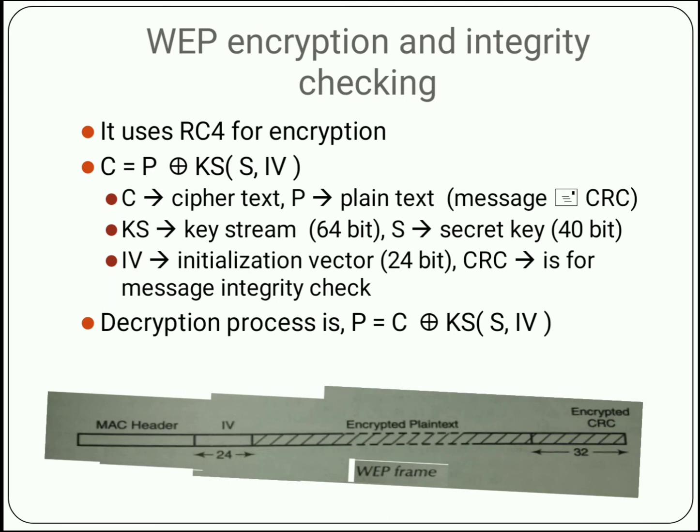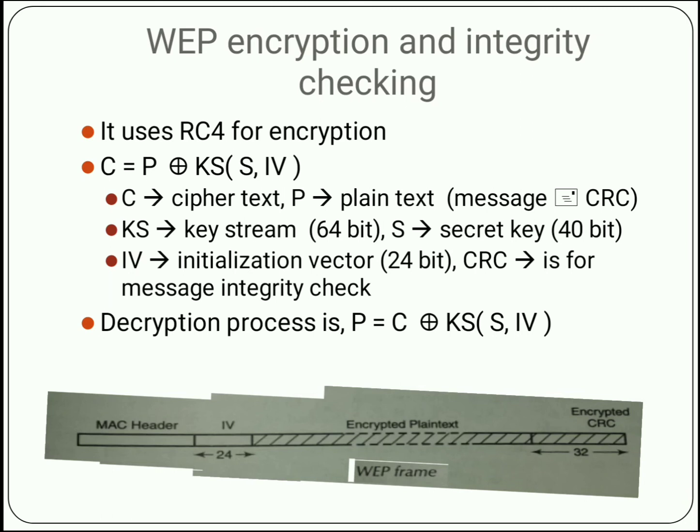shared key, which includes a shared secret key of 40 bits and an initialization vector of 24 bits. Combined, it forms a 64-bit key stream value. And we use a CRC, that is the message integrity check, and the decryption to find the plain text from the ciphertext at the receiver is done by XORing the ciphertext with the key stream value, which is a combination of secret key S and initialization vector IV.